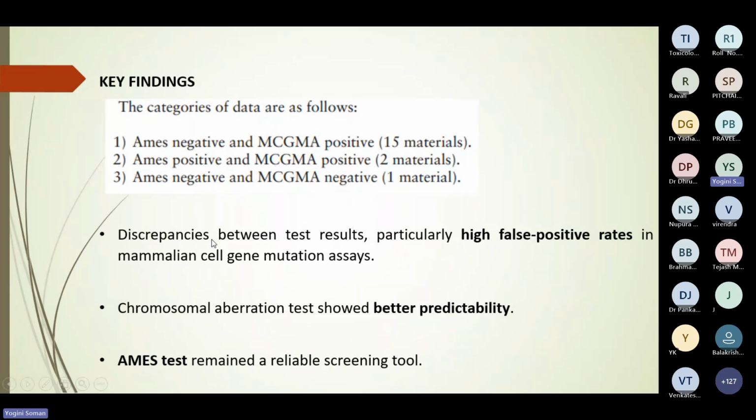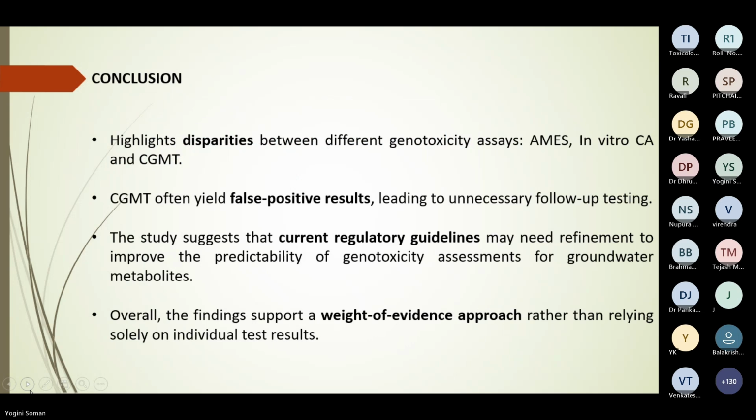So there are discrepancies between the results, particularly the high false positive results in the cell gene mutation assay, because after getting the positive results in the cell gene mutation test and in the Ames test, they conducted an in vivo micronucleus test as well for confirmation, and they found that the chromosomal aberration showed better predictability, and the Ames test was reliable in overall 18 materials.